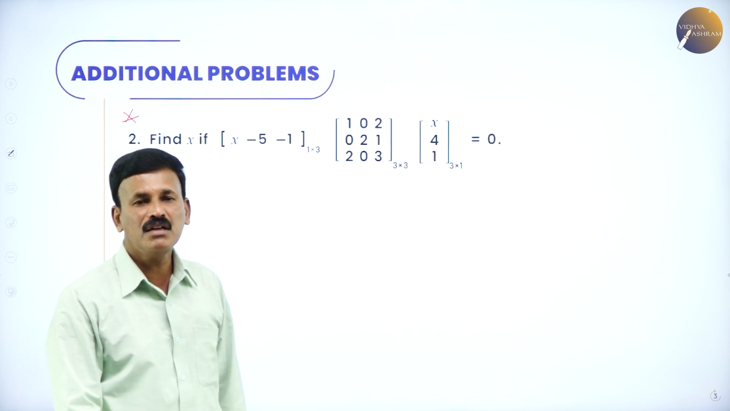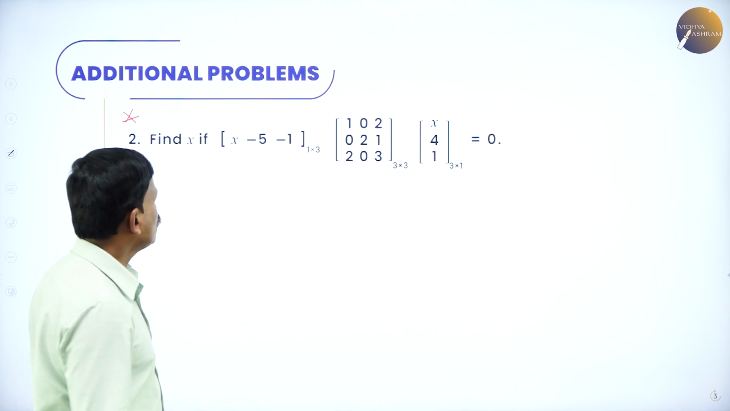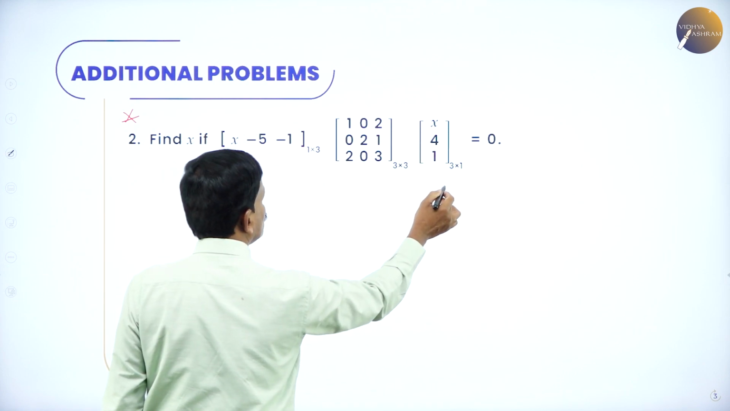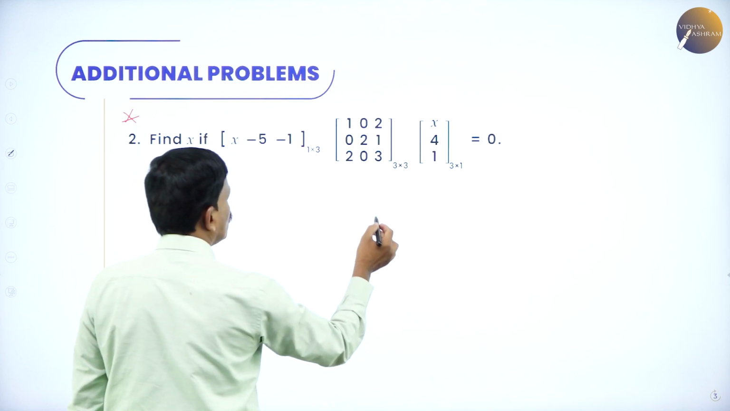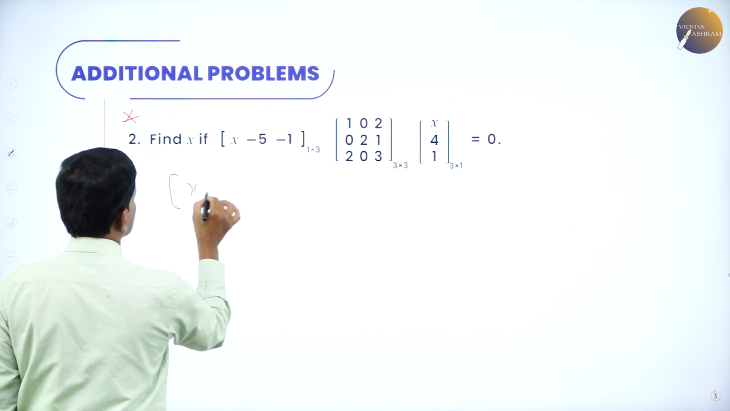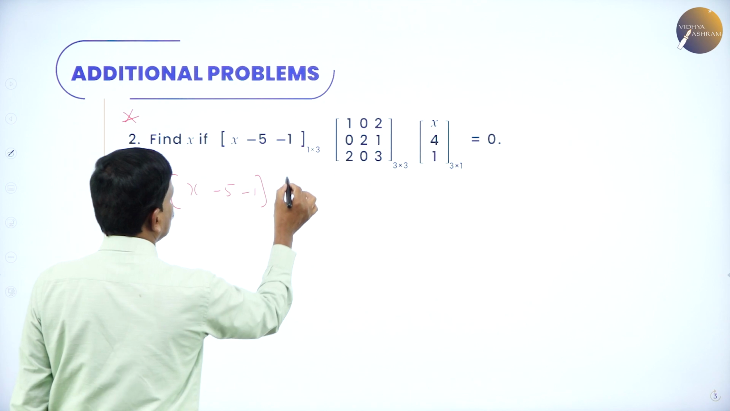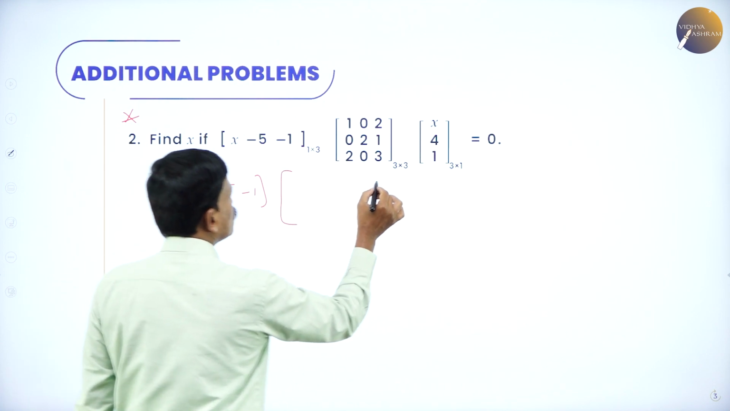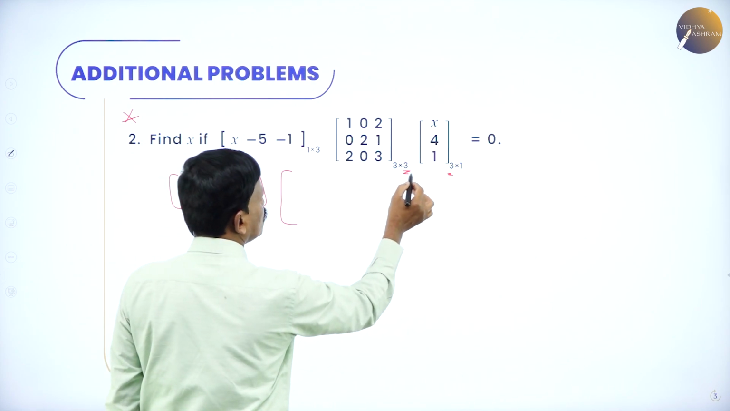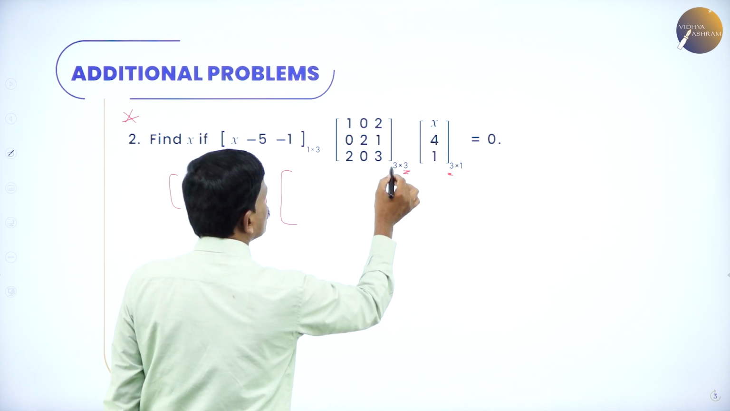So then find the value of x here. Let us multiply these two first, then multiply with this, otherwise multiply these two and multiply with that. So let us multiply these two. I will keep this as it is, x minus 5 minus 1, and let us multiply these two. Check whether it is possible to multiply or not. Since this 3 and 3 are equal, you can multiply.